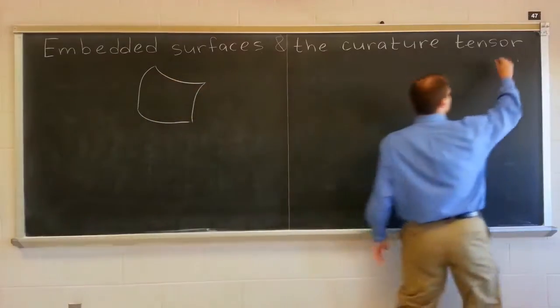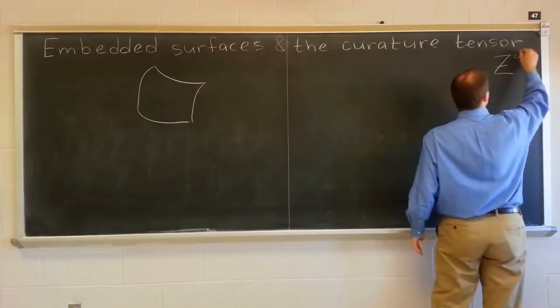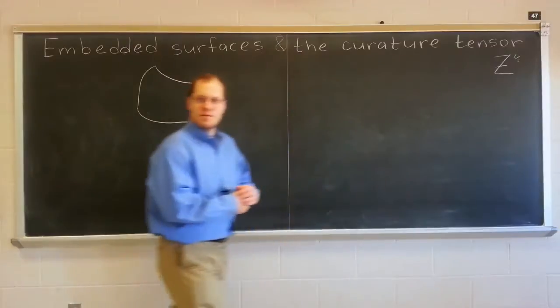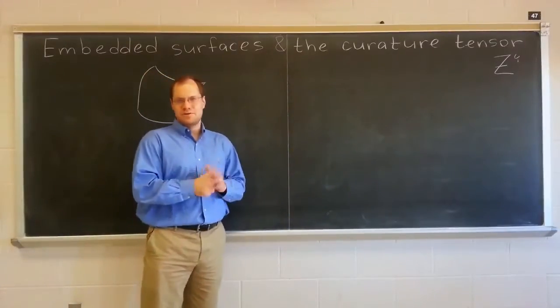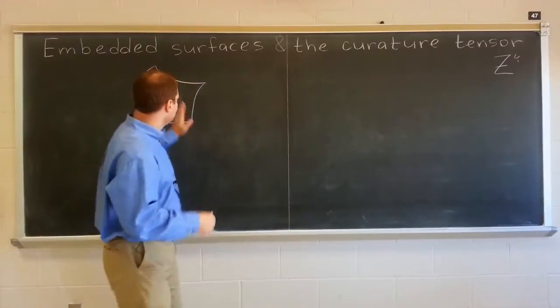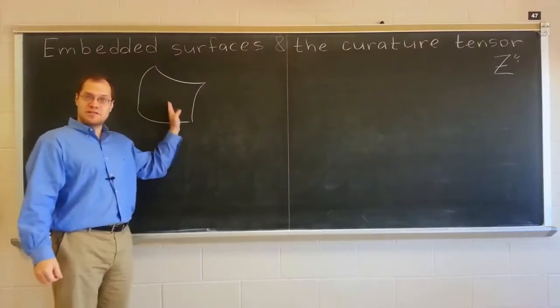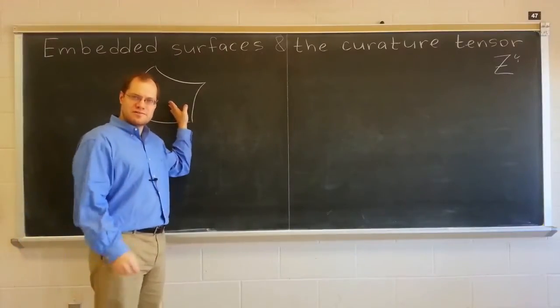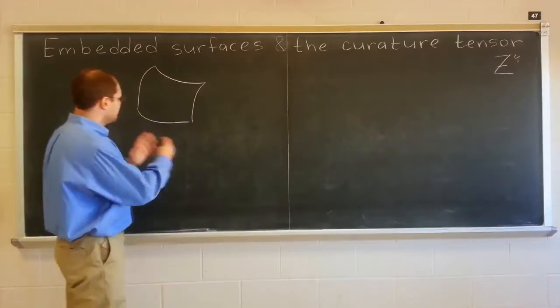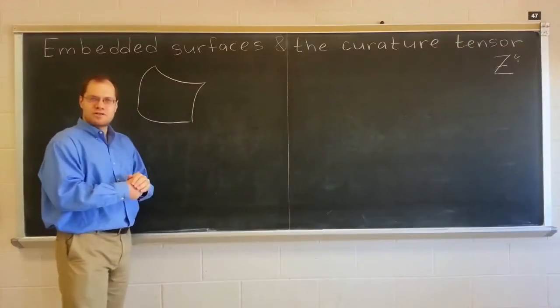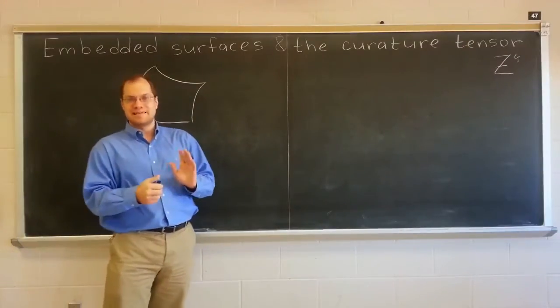I'll just mention that the coordinates in the ambient space will still be denoted by zi, but I do not believe that zi today will be in the coordinates. The surface itself, because it's two-dimensional, will require two coordinates in order to be mapped. And those coordinates will be called S1 and S2.